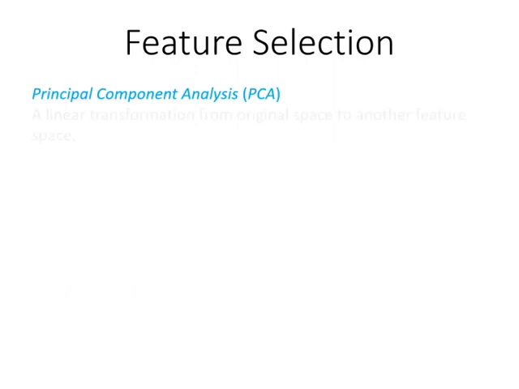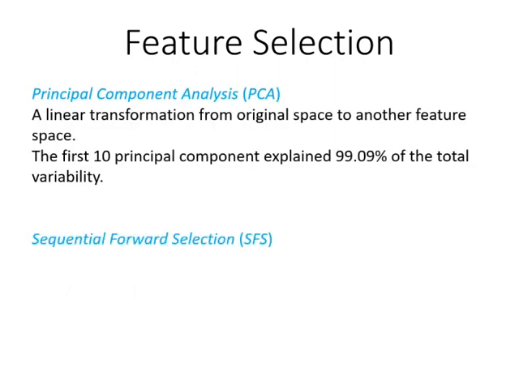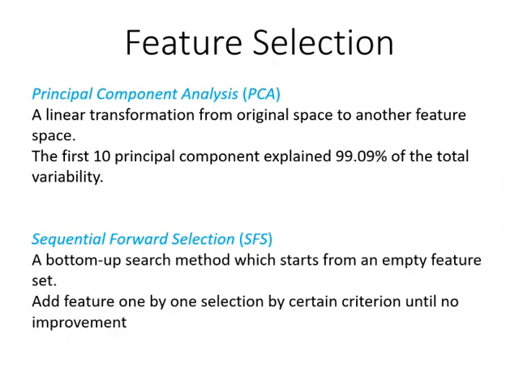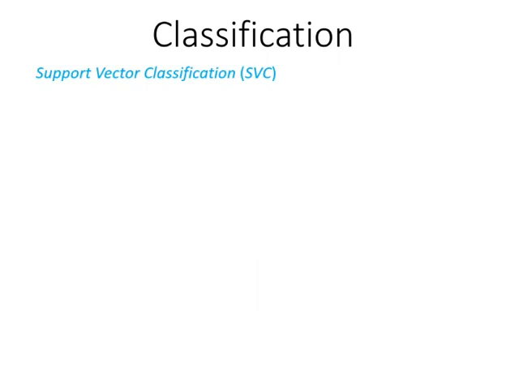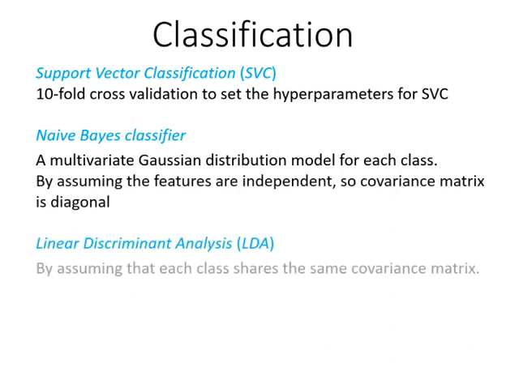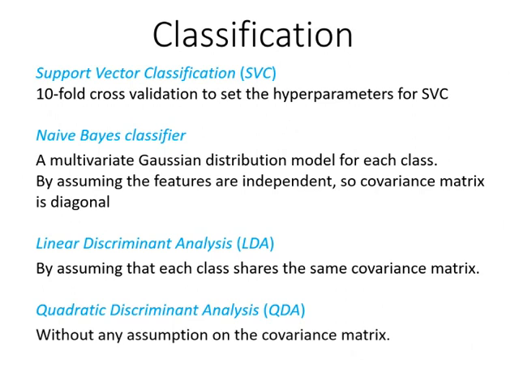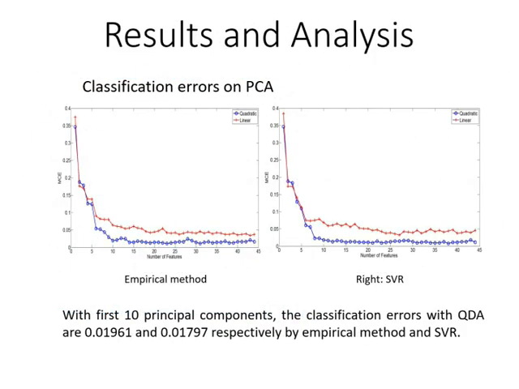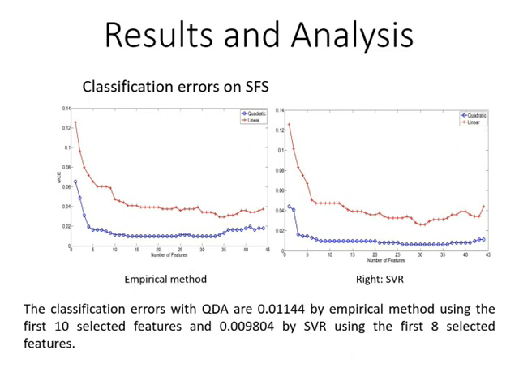For feature selection, we consider two approaches: principal component analysis and sequential forward selection. For classifiers, we consider four models: support vector classification, naive Bayes classifier, linear discriminant analysis, and quadratic discriminant analysis. Here we show the results we obtain when using principal component analysis for feature reduction. Note that the empirical method refers to the use of the table to detect edges and Canny edge detection, and on the right, what we have when we detect the parameters on the Canny edge detection using the support vector regression technique. Here are the results obtained when using sequential feature selection instead of PCA.